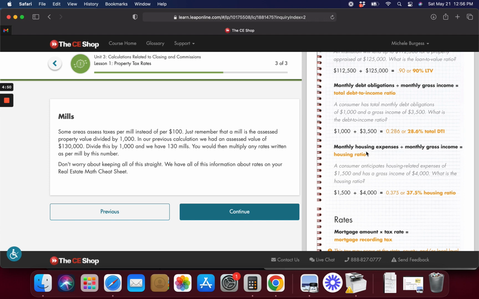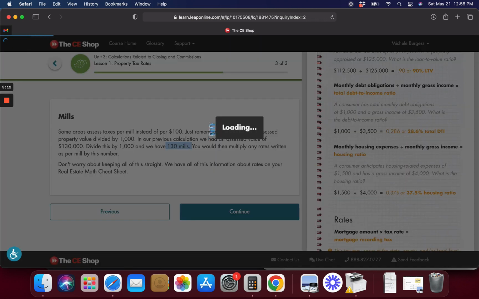All right, so some areas assess taxes per mills. A mill is the assessed value divided by 1,000. So if the assessed value is 130,000, divided by 1,000, you have 130 mills. And then you would multiply any rates by the mills, in case we get a question like that.